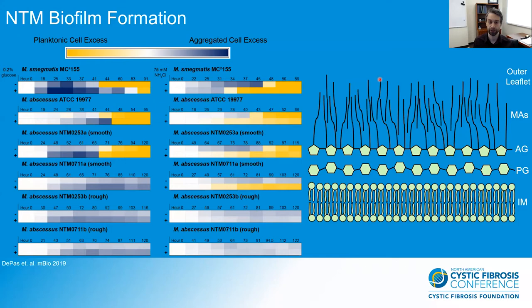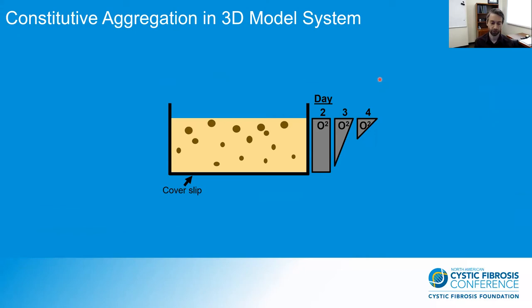And this constitutive aggregation, we see it manifest in a lot of different assays and in a lot of different environments. One thing that we like to do in the lab is grow things in what we call the ABBA, or agar block biofilm assay. This is essentially embedding bacteria in 0.4% agar in some kind of nutrient medium, then watching them grow within that matrix. This recapitulates some aspects then of growing in a 3D environment in sputum and CF.